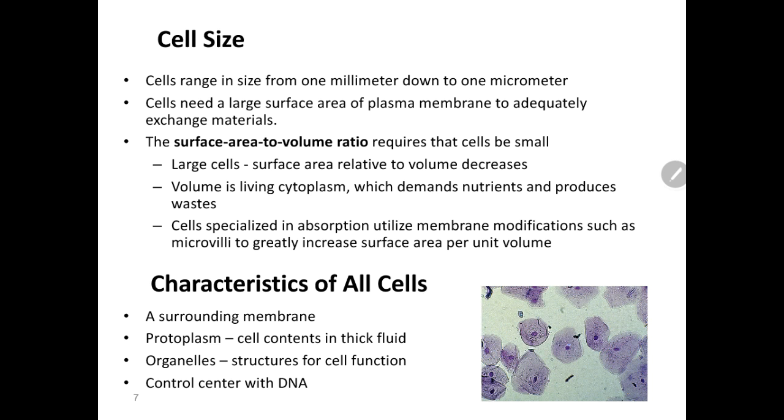Cell size. Cells range in size from 1 millimeter down to 1 micrometer. Cells need a large surface area of plasma membrane to adequately exchange materials. The surface area to volume ratio requires that cells be small. In large cells, surface area relative to volume decreases. Volume is living cytoplasm which demands nutrients and produces wastes. Cells specialized in absorption utilize membrane modifications such as microvilli to greatly increase surface area per unit volume.